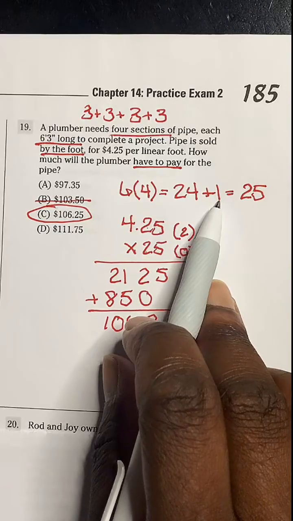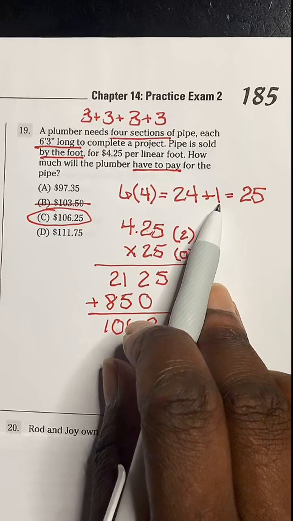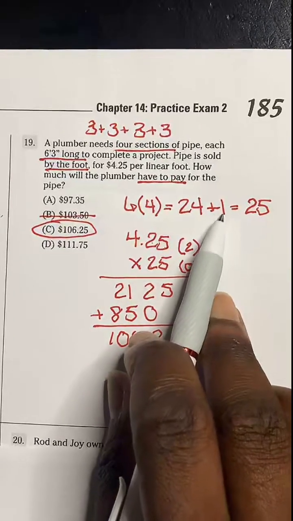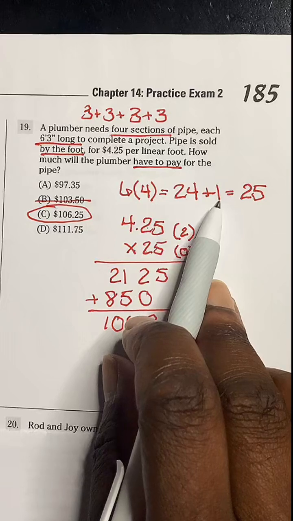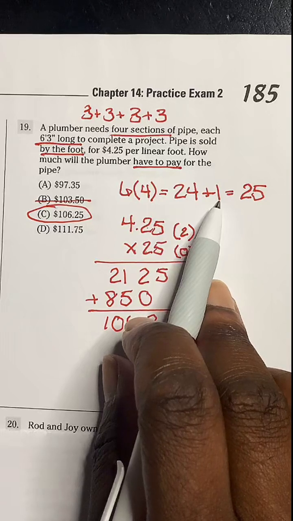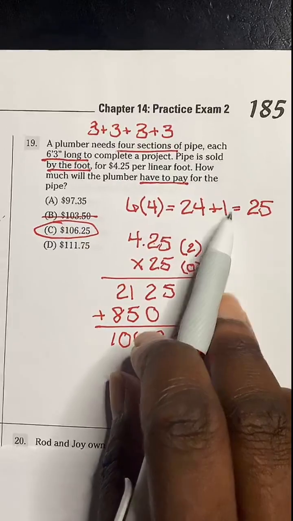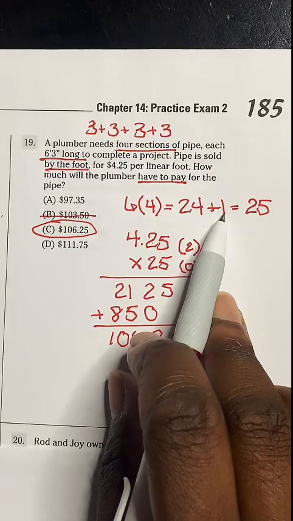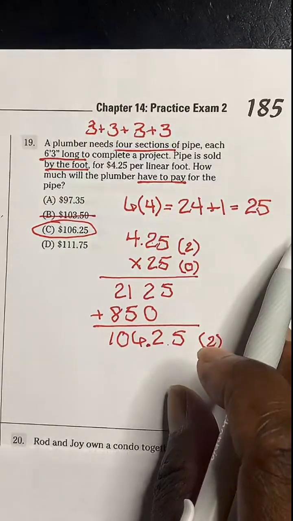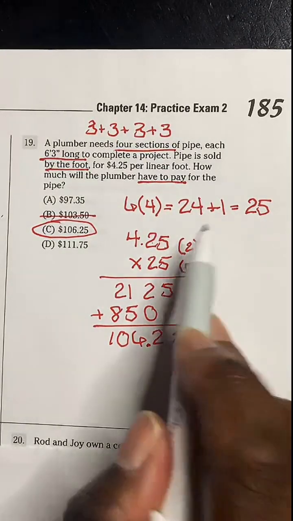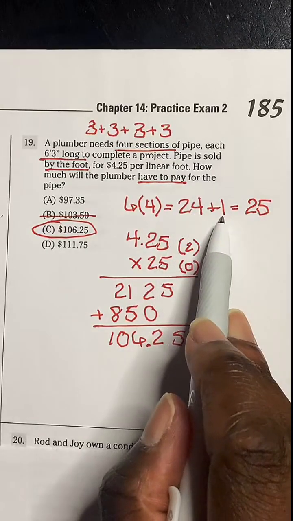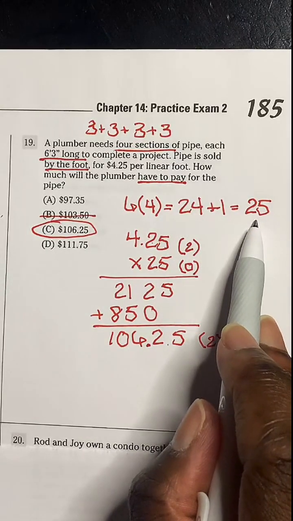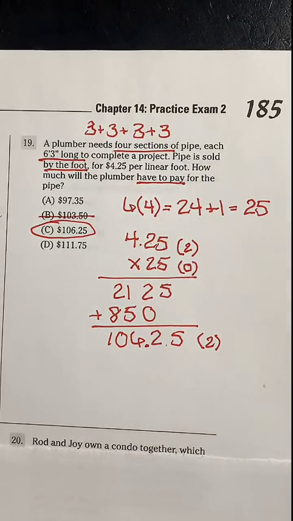Did you use the 3 inches? Yes, I did. That's how we got this plus 1, that 1 foot. All right. So that's why we added the 24 plus the 1. That's where the 25 came from. Okay. All right.